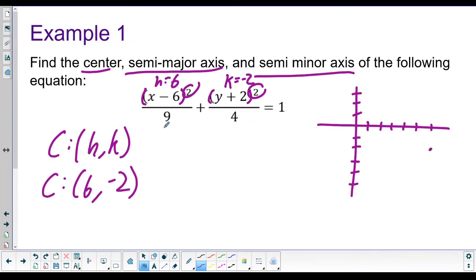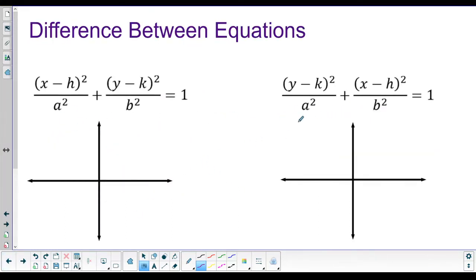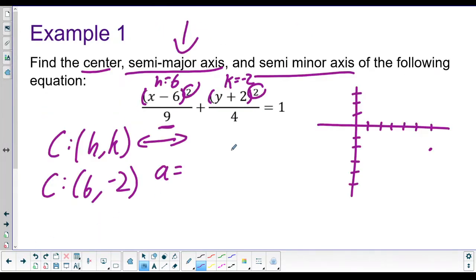All right. Now, this number is bigger. This is telling us how wide it's going to be. Because the number under the x binomial is bigger, that's telling us our semi-major axis is in the x direction. So this is going to tell us a. And if we could just take a moment to revisit these equations. Notice these are a squared and b squared. They're asking for a and b. So we need to take the square root of these numbers. So the square root of 9 is 3.